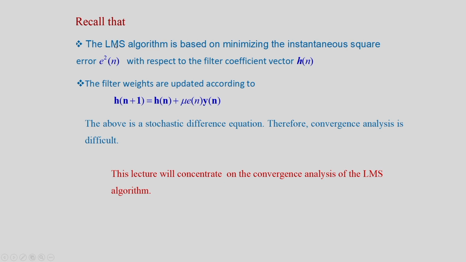Recall that the LMS algorithm is based on minimizing the instantaneous square error e square n with respect to the filter coefficient vector H(n). The filter weights are updated according to this equation: H(n+1) is equal to H(n) plus mu times e(n) into y(n). y(n) is the data vector, mu is the step length parameter.